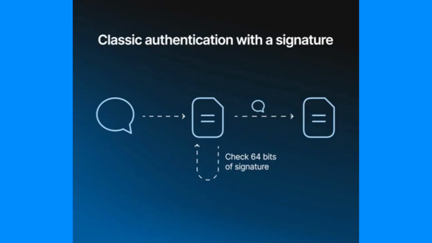First one would be a simple classic authentication with a signature. As you recall, any event in the TON blockchain should start with an external message. An external message is really not authenticated by itself. It's just a bunch of data that arrives as a message into some contract. And usually, the external messages land in the wallet contracts that belong to each user.